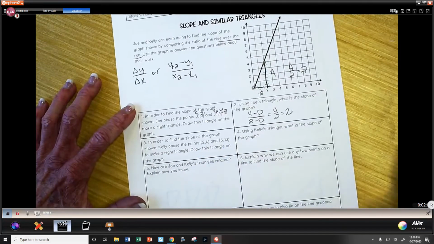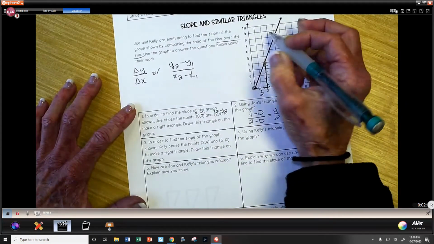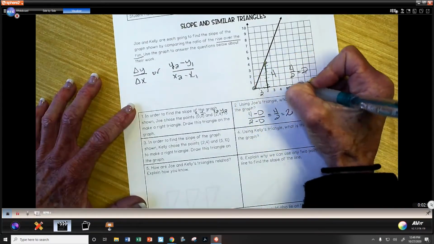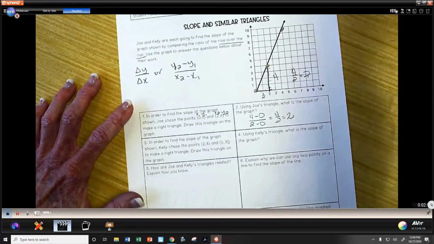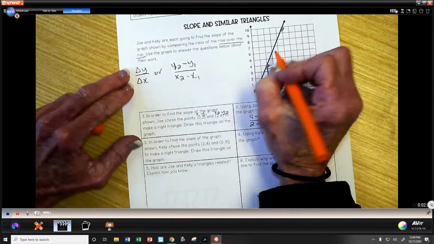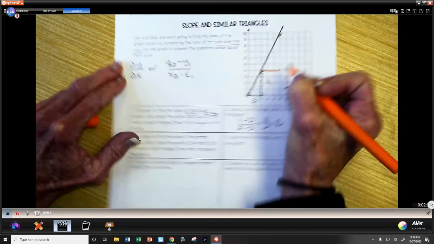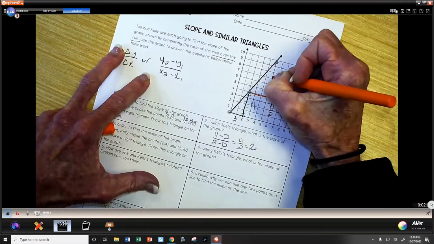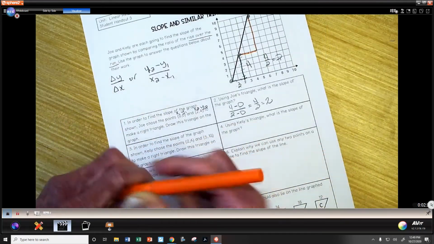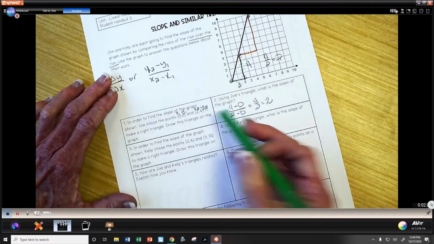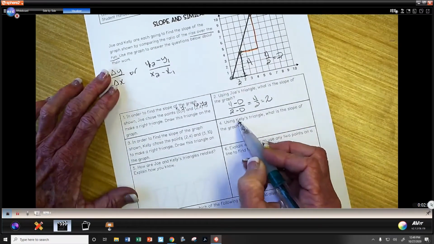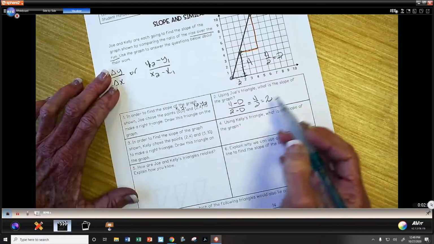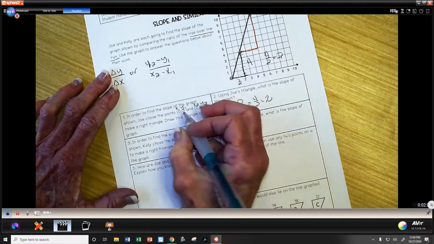Okay, in order to find the slope of the graph shown, Kelly chose the points 2, 4, and 5, 10. So again, let's draw that one. 2, 4, and then 5, 10. So here is Kelly's. Let's get a different color. All right, so now let's use the slope formula and see if we get the same slope using rise over run as we do the formula.